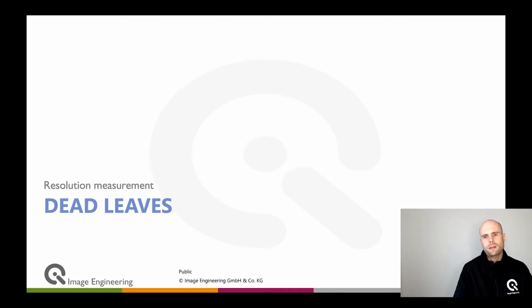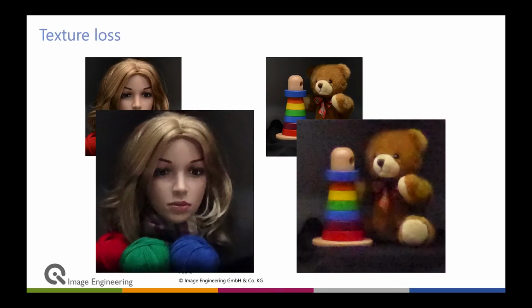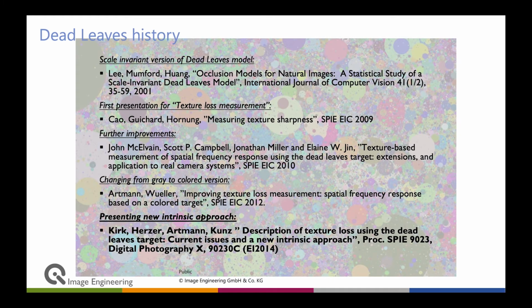Another method that also plays great into this range of resolution measurement is the dead leaves. Dead leaves is mainly the name of the pattern, and then we have the dead leaves analysis, like dead leaves cross or dead leaves direct, on top of this pattern. This method mainly addresses texture loss, the loss of low contrast fine details, which we cannot see that well in Siemens stars or in edges, so that's why we needed a new method.